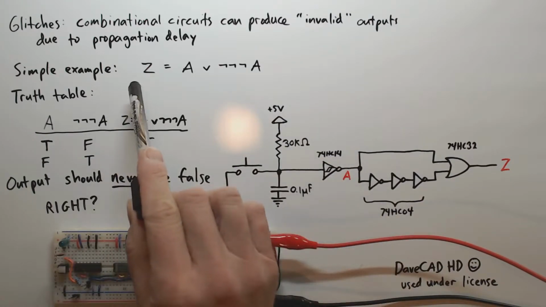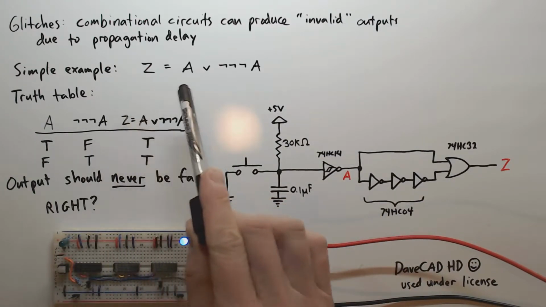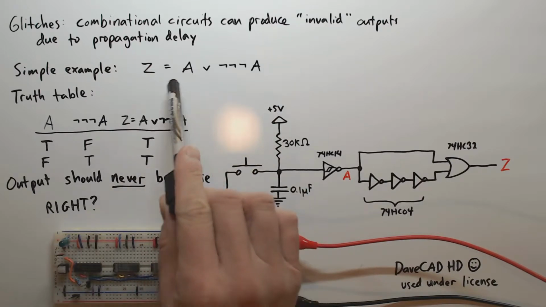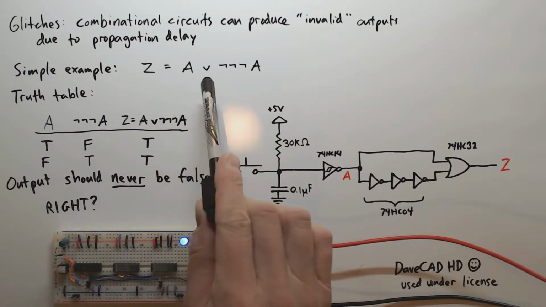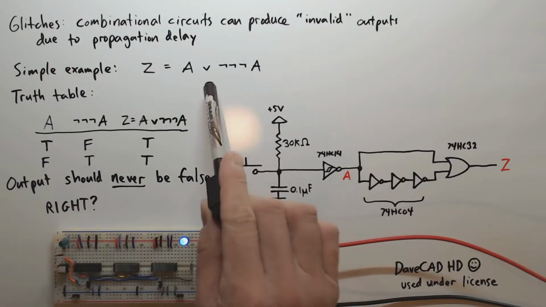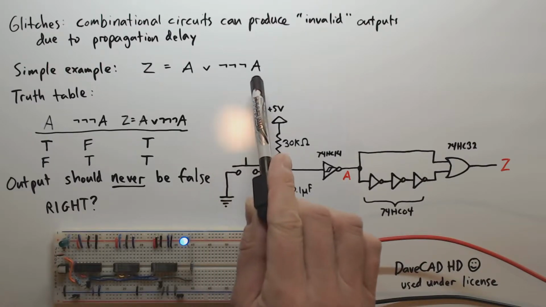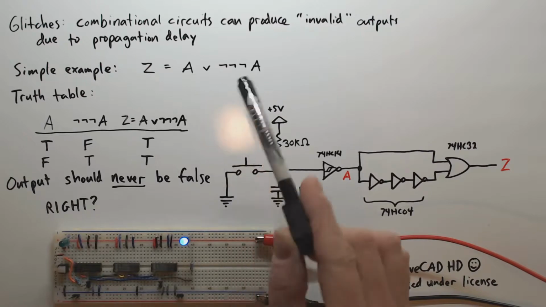So as a very, very simple example, we're going to consider this function. Z, the output, is determined by A or not A. And of course, if you think about it, not A is really the same as not A.